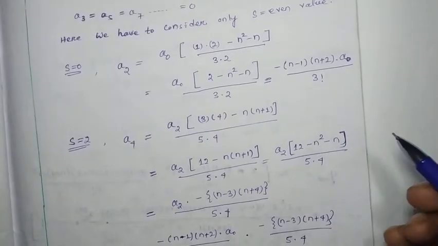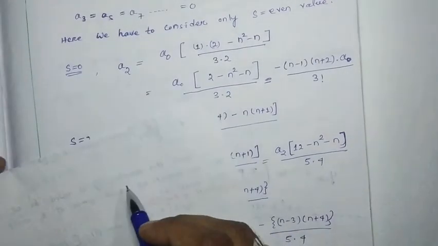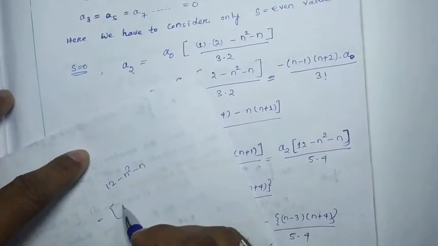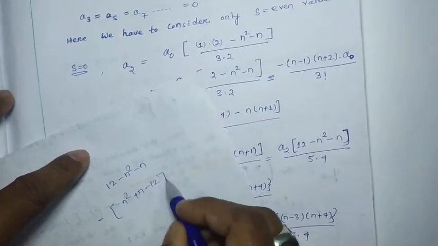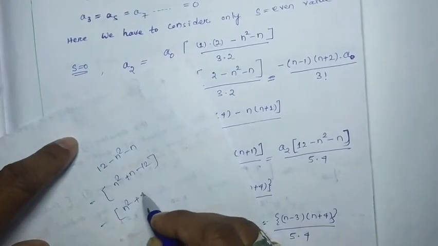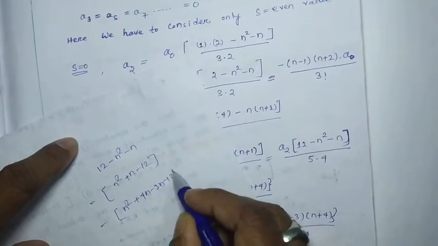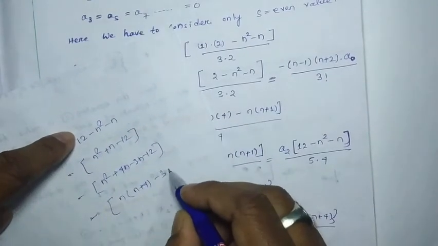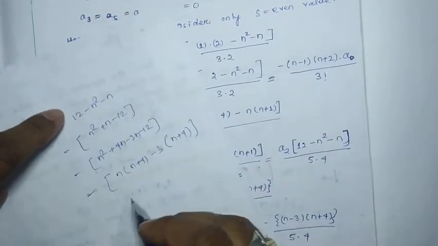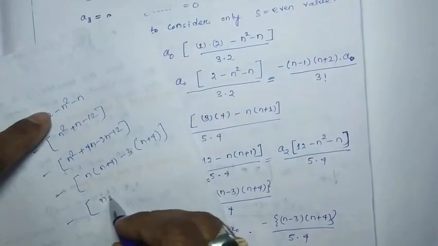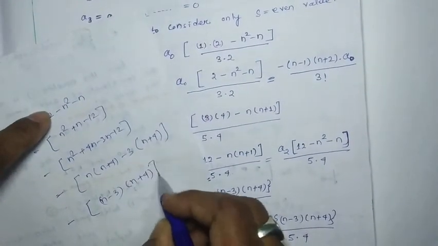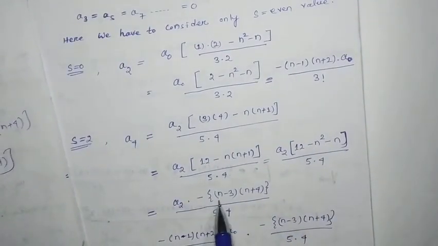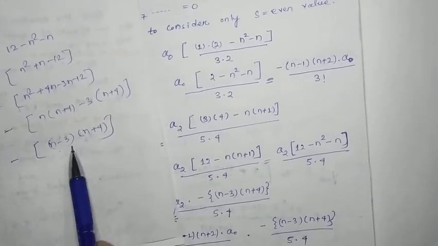It is easy, you can also do it by yourself. See, it is written as 12 minus n square minus n. So take common minus, it will be n square plus n minus 12. So it will be n square plus 4n minus 3n minus 12. So take common n: n plus 4 minus 3 you can take common n plus 4. So it will be minus of (n minus 3) into (n plus 4).